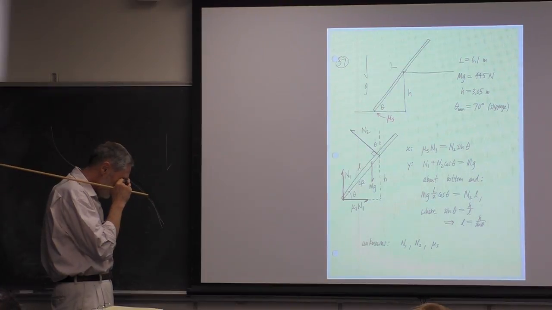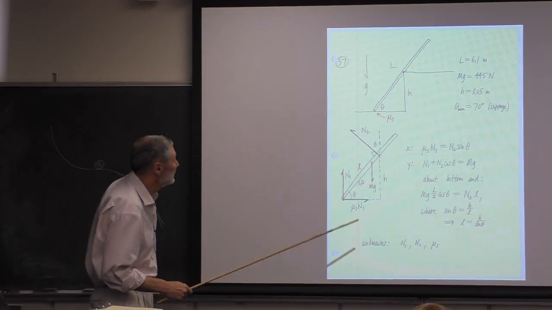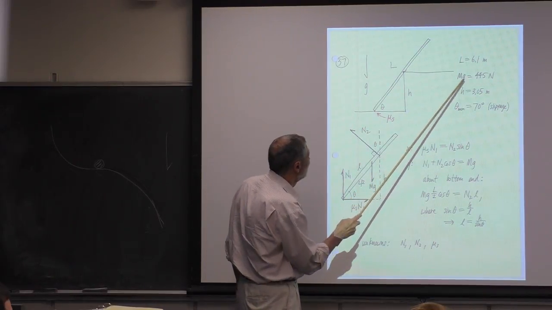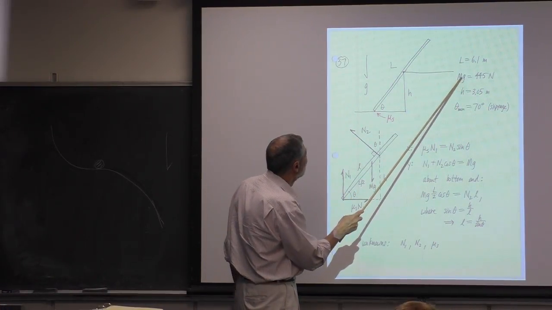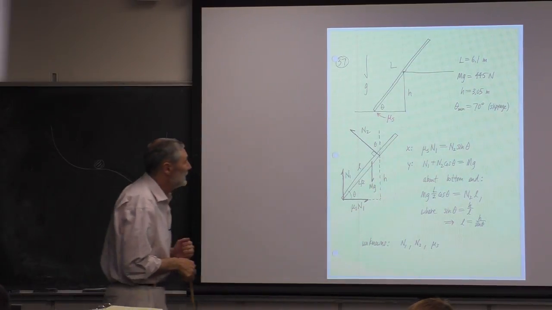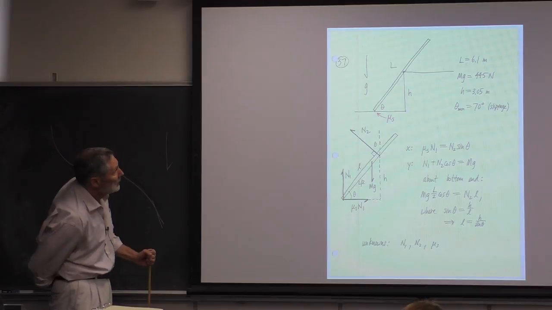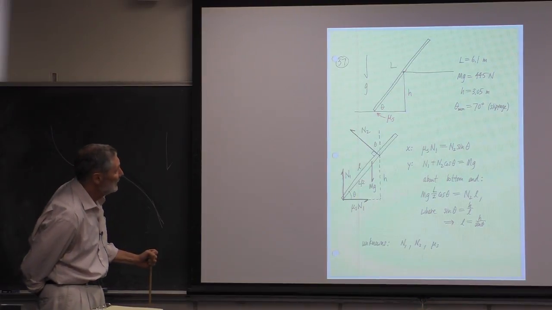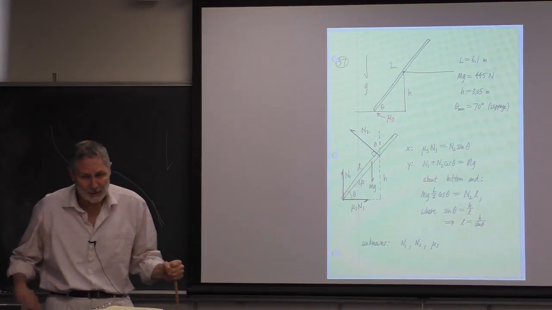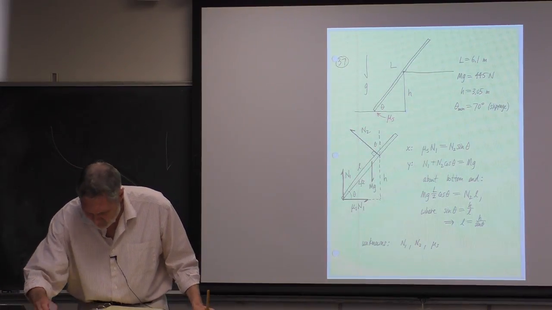So in fact, in this problem, I think we're going to solve for mu s. That's the idea. We're given the geometry and the masses, the weight, and we're given the fact that if theta is less than 70 degrees, this thing slips. That's what's specified here.